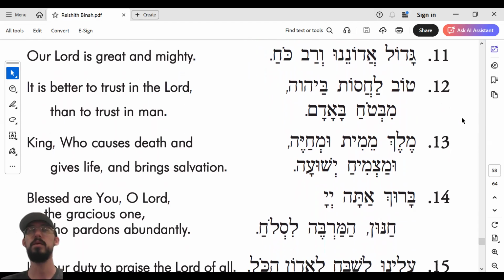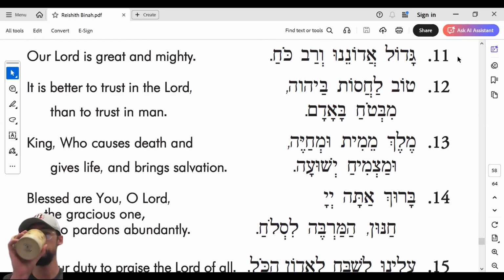Okay. Brent. Number 11. Gadol Adonenu v'Rav. Here's our rule. I know it's coming.